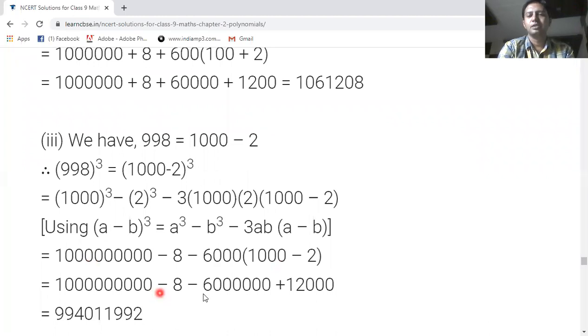After multiplying, we get 1 followed by nine zeros, minus 8, minus 6 million, plus 6000 into 2, that is 12,000. Now while adding the positive terms and subtracting the negative terms, we'll get 994,011,992 as the final answer.